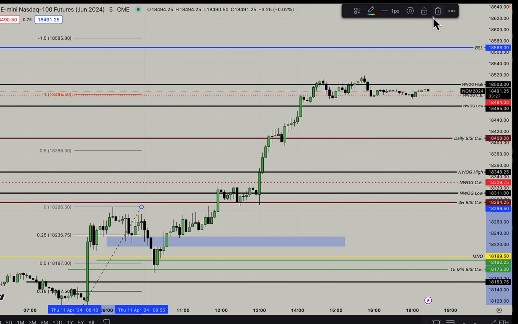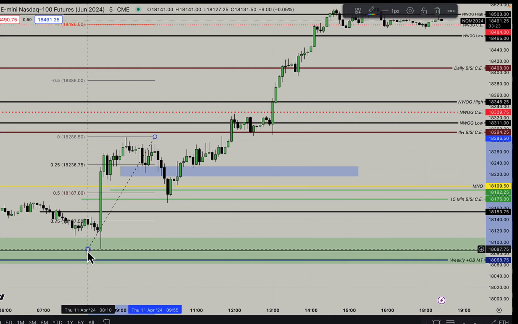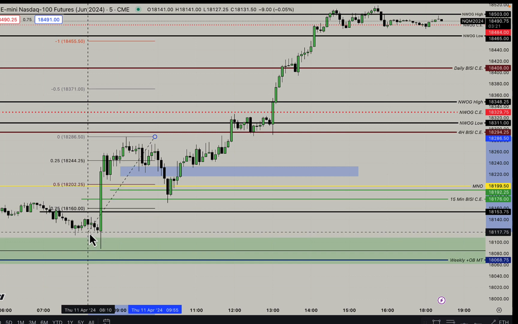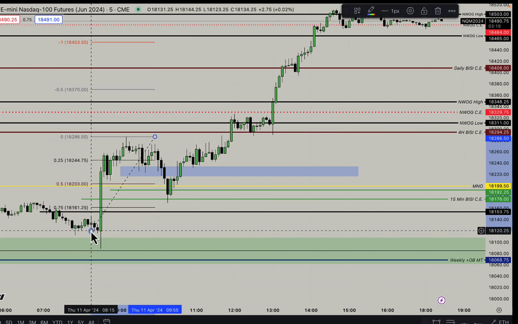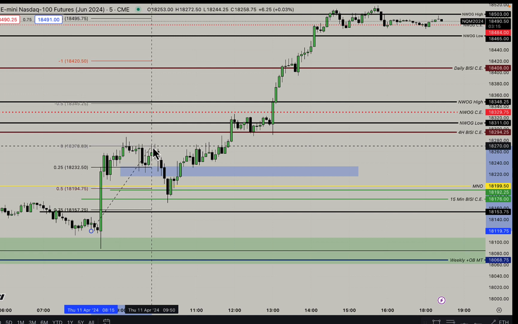Now, you can also do your projections based off of the bodies. Okay, so this low is the highest close.